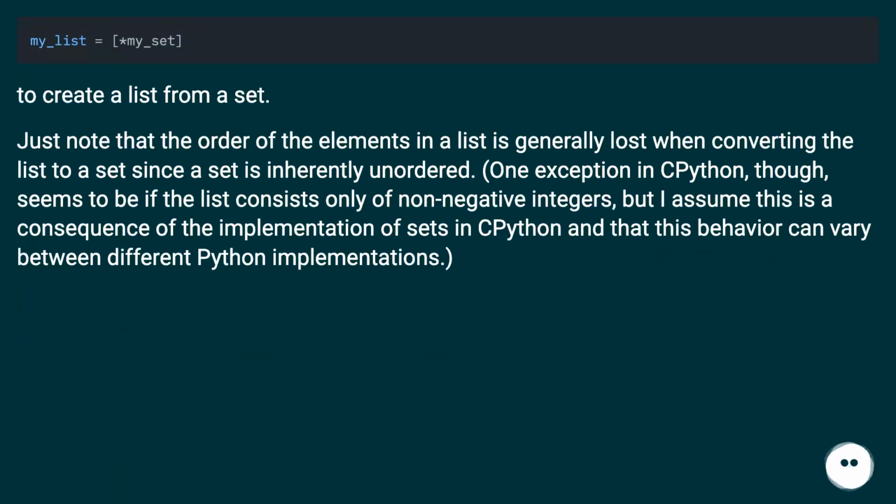Just note that the order of the elements in a list is generally lost when converting the list to a set, since a set is inherently unordered. One exception in Python, though, seems to be if the list consists only of non-negative integers, but I assume this is a consequence of the implementation of sets in Python and that this behavior can vary between different Python implementations.